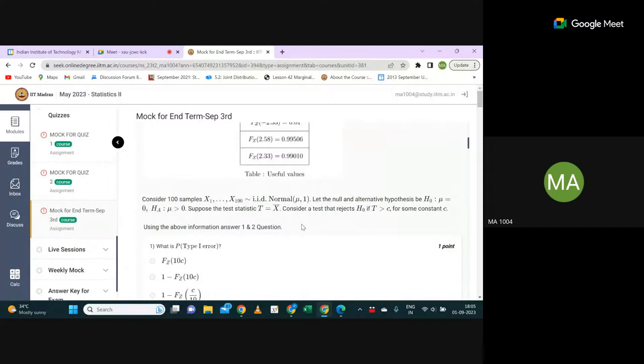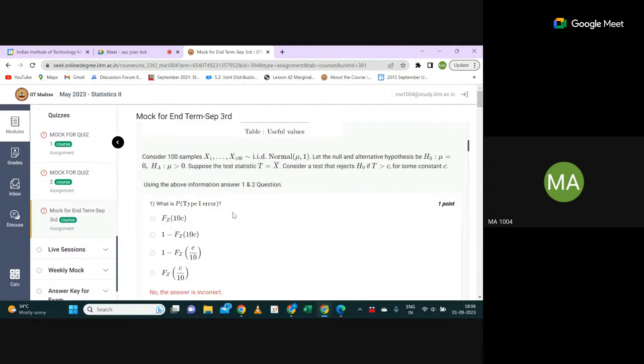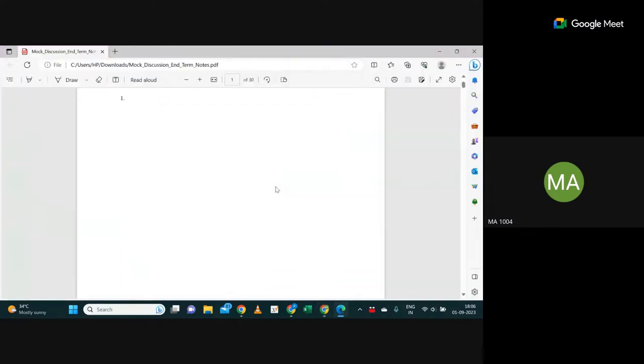Now, we are given the null hypothesis and the alternative hypothesis. The null hypothesis says mu is equal to zero, and the alternative says mu is greater than zero. The test statistic is also given to us as the sample mean, and we will reject H naught if T is greater than some constant, the critical value. We have to find the probability of type 1 error, which is the size of the test. Calculate.